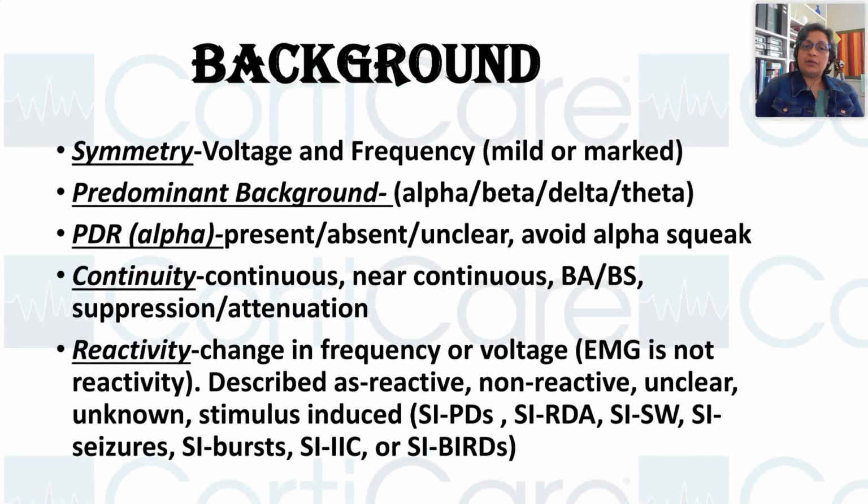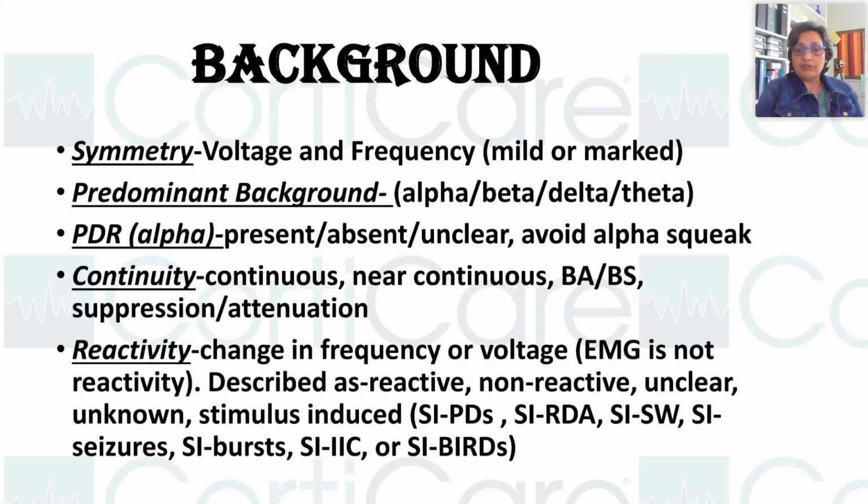So when you describe background, whether it is an ICU EEG or an EMU patient EEG, we talk about symmetry, right? The voltage and the frequency, whether it is asymmetric or symmetric, if there is a mild or marked asymmetry. What is a predominant background? Now, mind you, this is a little different. It's a lot different than describing the PDR of a patient.